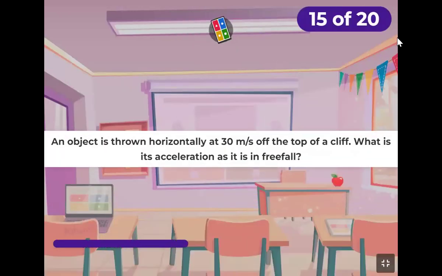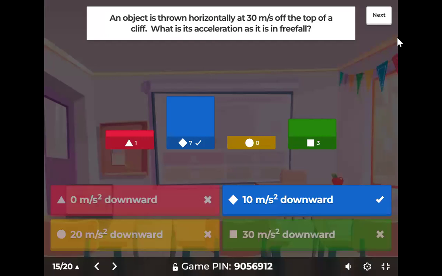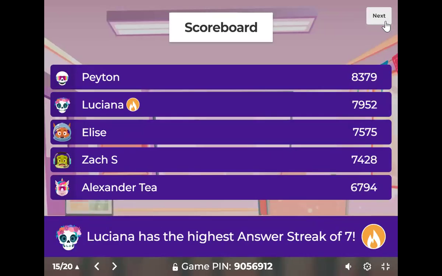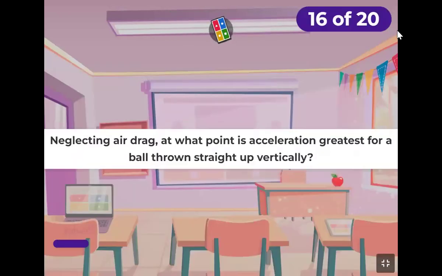Object is thrown horizontally at 30 meters per second off the top of a cliff. What is its acceleration in free fall? 10 meters per second squared downward. It doesn't matter what its sideways velocity is, it doesn't matter what its velocity is at all. You could throw it up to the side at a 33-degree angle. It's always accelerating down 10 meters per second squared in free fall. Oh, yeah, on Earth. Lots of points. Luciana still on fire. Peyton still in the lead.